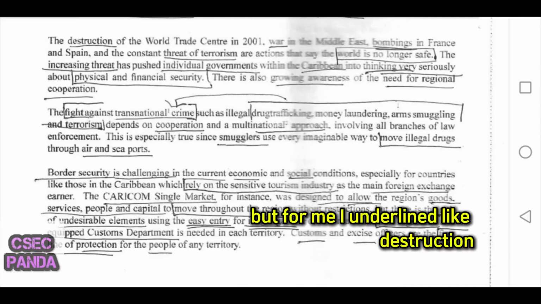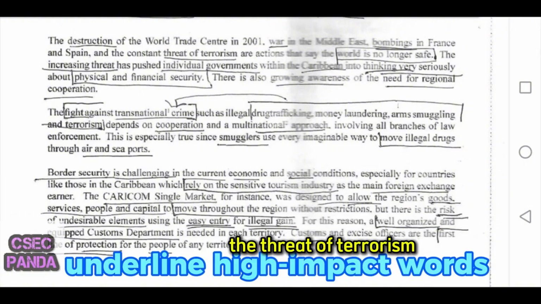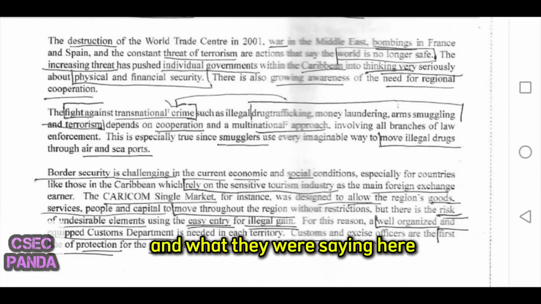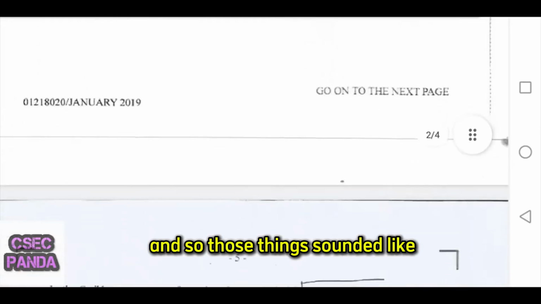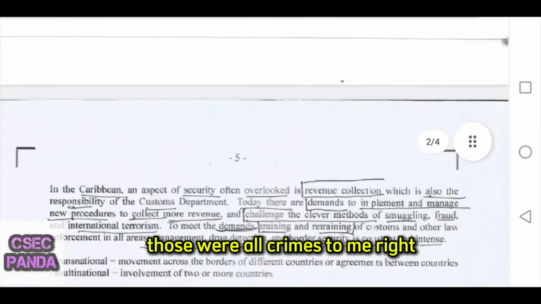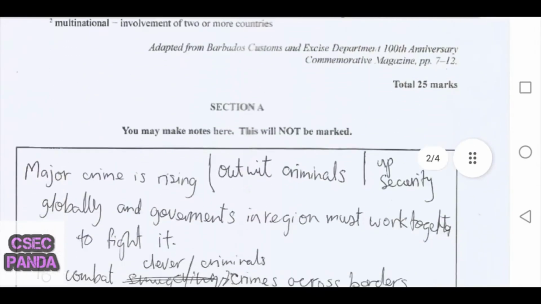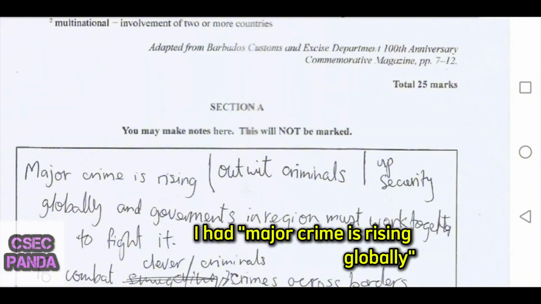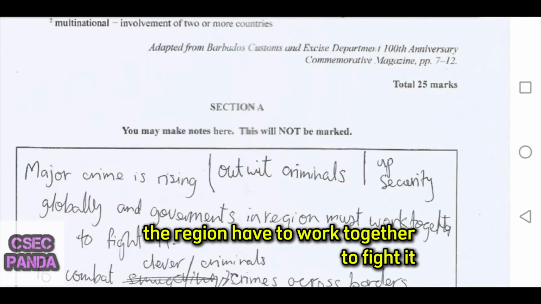But for me, I underlined destruction, war, bombings, the threat of terrorism, because I thought that those were the high impact words in what they were saying here. Those things sounded like crimes to me, right? But not like shoplifting or anything like that. It sounded like major crime. So down in this note-taking box here, I had: major crime is rising globally, and governments in the region have to work together to fight it.